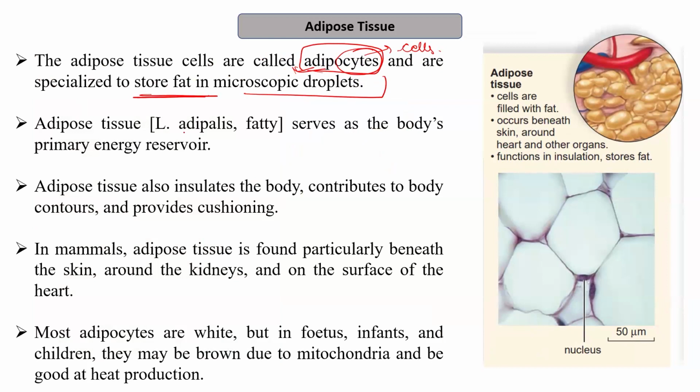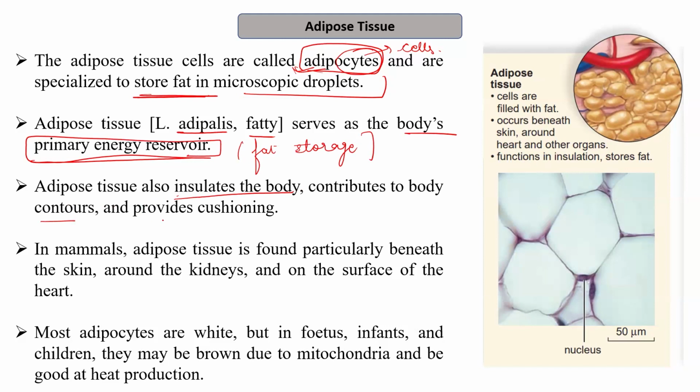Adipose tissue, the Latin word adipalis means fatty, and it serves as the primary storage or energy reservoir of the body. So it is the primary energy reservoir for the body, stores the fat, so it helps in fat storage. Adipose tissue also insulates the body. So the main function of the adipose tissue is to provide insulation. It contributes to body contours and it provides cushioning to the internal organs as well. In mammals, adipose tissue is found particularly beneath the skin. It is found around the kidneys and on the surface of the heart, providing protection to these internal organs from sudden damage or sudden injury.